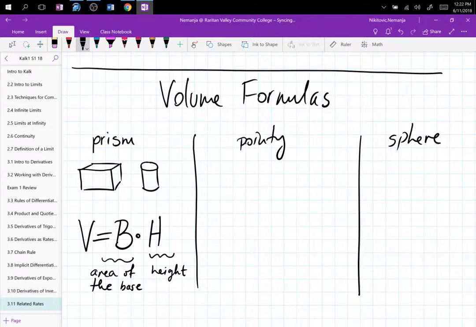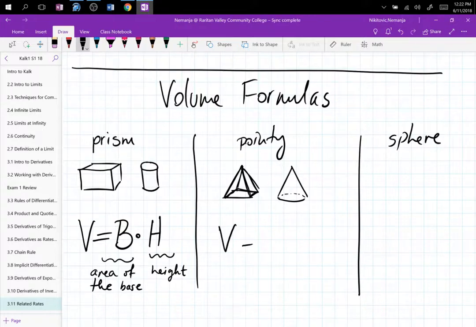Then we have the pointy or the spiky objects, and those would be cones and pyramids and things like that. So I can have a 4-sided pyramid, or the cone, right? The witch's hat. Well, you need to add a little bit to it, but it's a cone. And these guys, volume is 1/3 B times H. So that's all it takes.